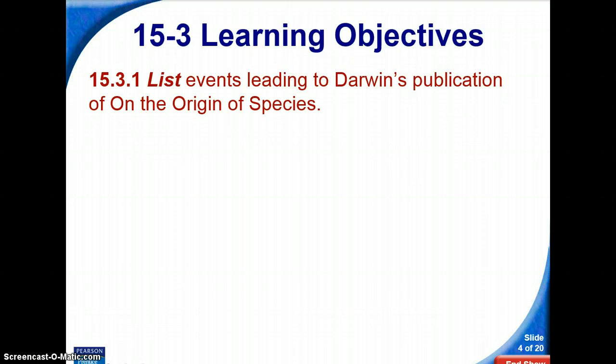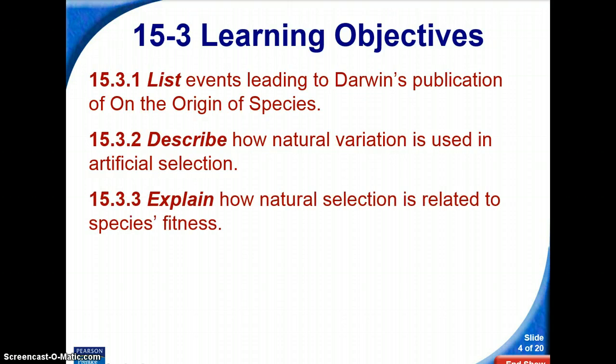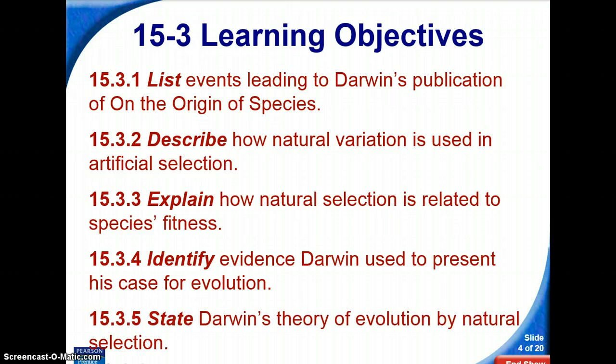15.3.1, list events leading to Darwin's publication of On the Origin of Species. Describe how natural variation is used in artificial selection. Explain how natural selection is related to species fitness. Identify evidence Darwin used to present his case for evolution. And finally, state Darwin's theory of evolution by natural selection. So let's jump right in here.